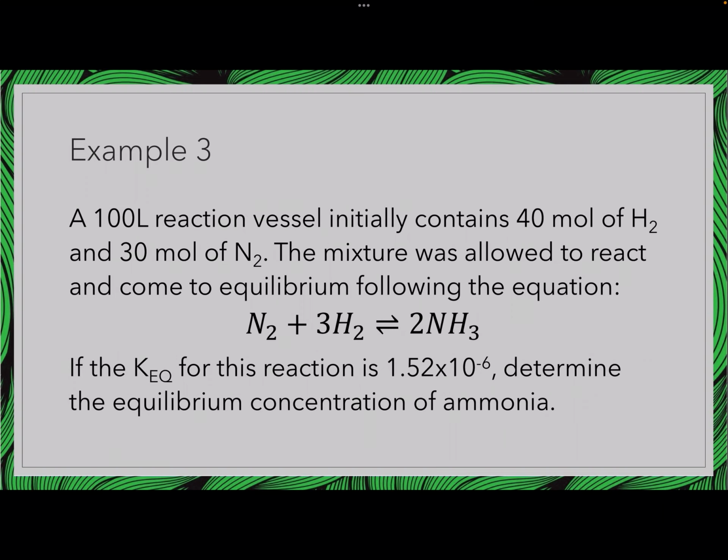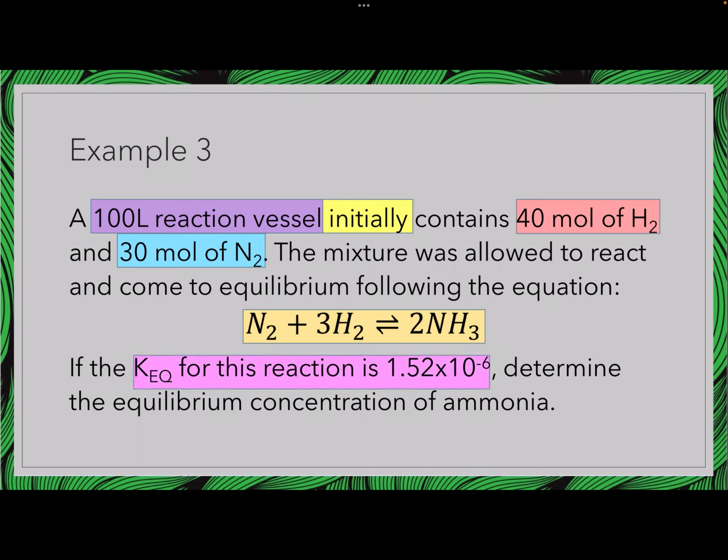So a 100-liter reaction vessel initially contains 40 moles of hydrogen, 30 moles of nitrogen. The mixture was allowed to react according to that equation. And the KEQ for this reaction is 1.52 times 10 to the negative 6. So we want to determine that equilibrium concentration of ammonia.